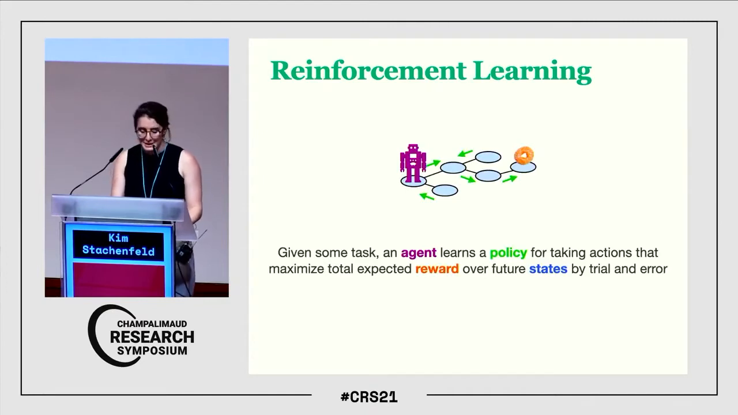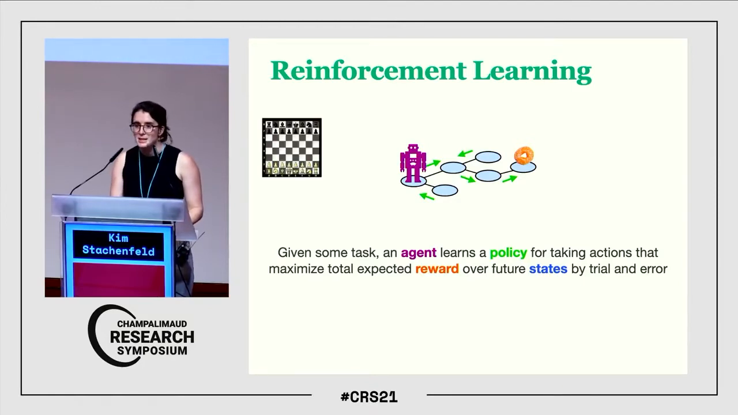And the reinforcement learning task is this. Given some task, an agent is going to learn a policy for taking actions that maximize its total expected reward over its future states by trial and error. One of the things that we really like about this framework is that it's very minimally specified and general. We can apply it to lots of different types of problems. So we could apply it to games like chess or Go or Atari games, where your state is the configuration of pieces on the board and you want to maximize your probability of winning the game.